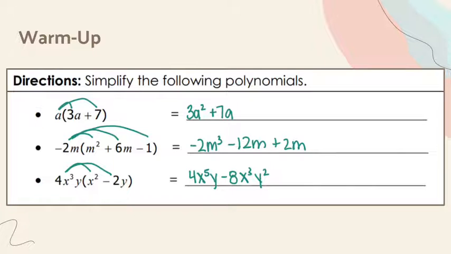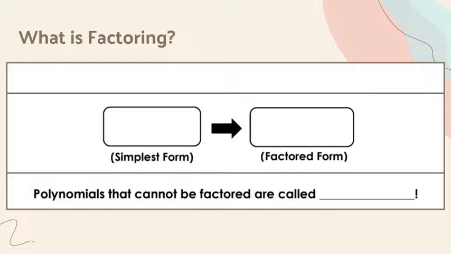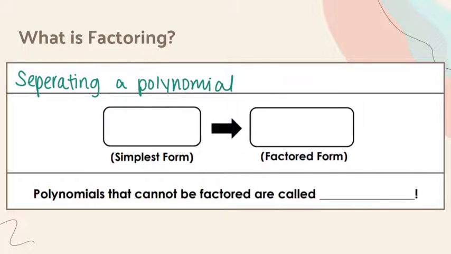So factoring is going to take us from here back to here. We are going to try to undo distribution in this type of factoring. So what is factoring? Factoring is separating a polynomial back into a product.